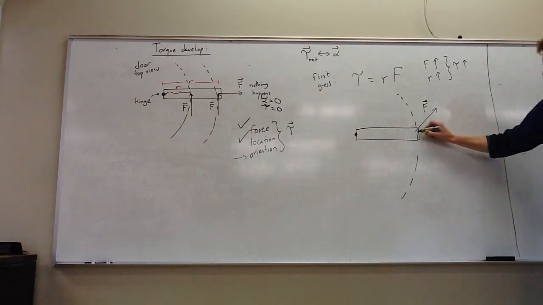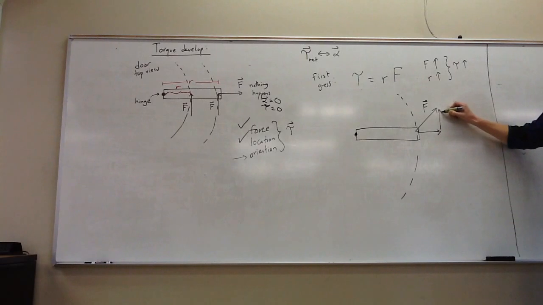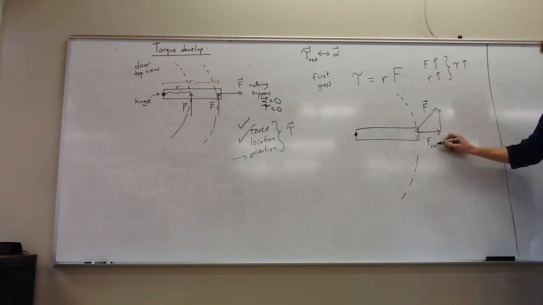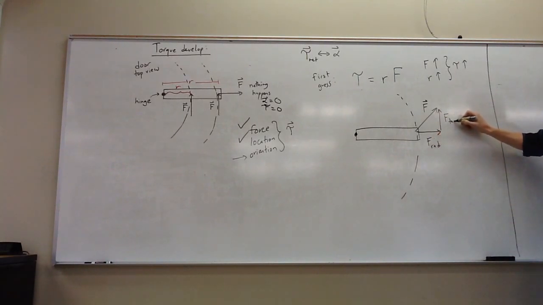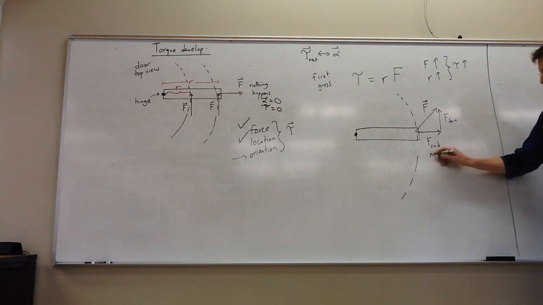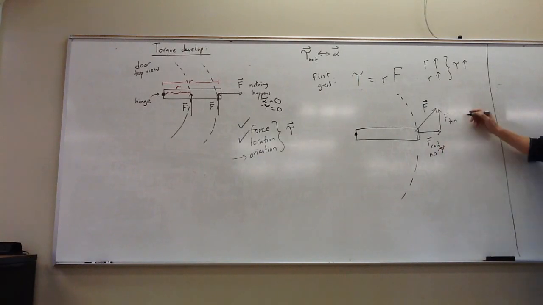So if we break this force into components, I'll call this the radial component, and I'll call this the tangential component. And only one of those is actually going to be useful for opening the door. Which one? Tangential, right? The radial force is just trying to pull it out of the hinge. It's not going to accomplish anything, right? So there is no torque due to this. All of the torque that you get is from the tangential component. That's the only thing that can actually cause anything to happen.